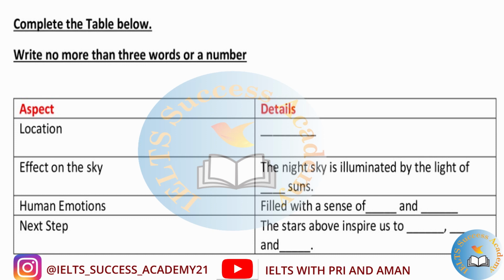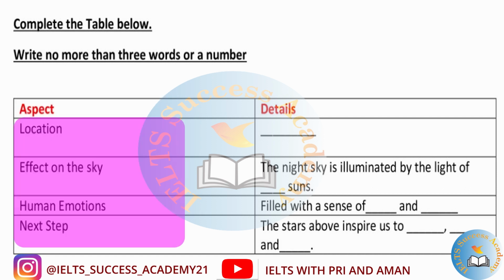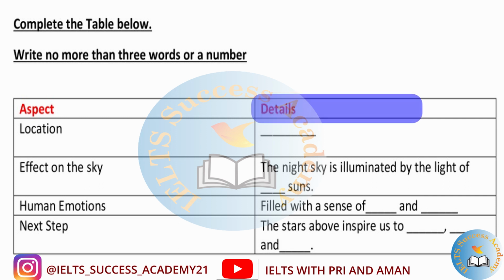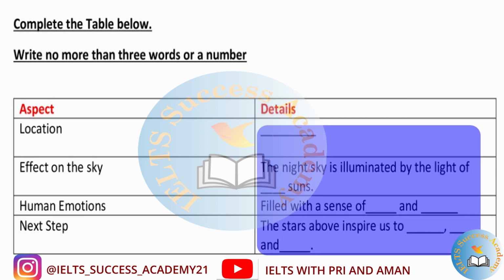So the question states, complete the table below. Write no more than 3 words or a number. First column says aspect. Okay. Then on that column is about location, effect on the sky, human emotions, and next step. Next column is details. You have a blank. The night sky is illuminated by the light of dash suns, filled with a sense of dash and dash, and the stars above inspire us to dash dash and dash.